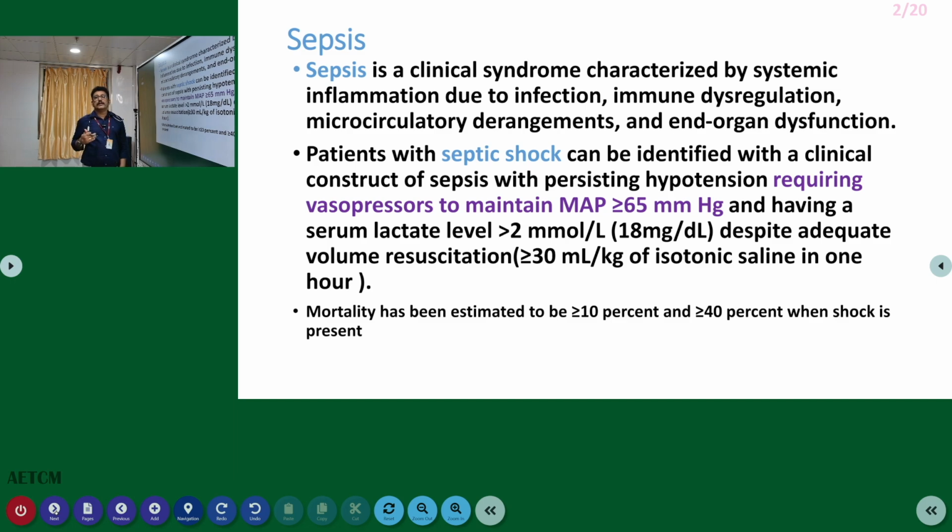The patient can also have elevated lactate levels. Here you can see lactate levels are elevated. It is due to anaerobic metabolism because of the hypoperfusion status. The mortality in sepsis is very high, more than 10%. Mortality in septic shock is 40%. So these things we should remember.